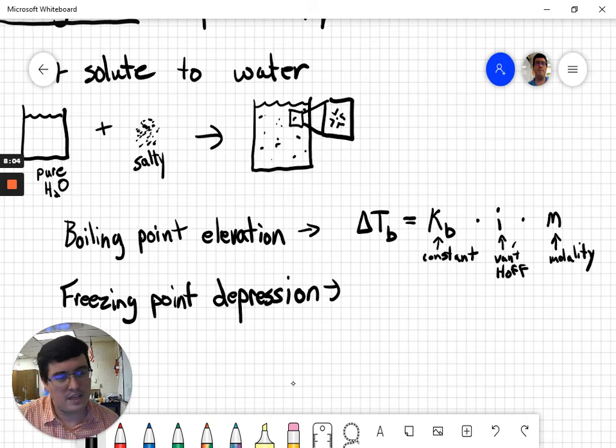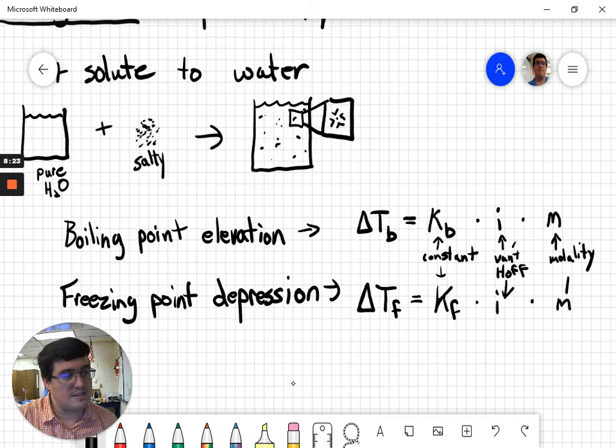For freezing point, it's basically the same equation, just now we have a different delta T. It's delta TF because it's freezing, equals KF, which is just a different constant. The Van Hoff factor is still going to be i, and the molality is still going to be there. Isn't that weird?